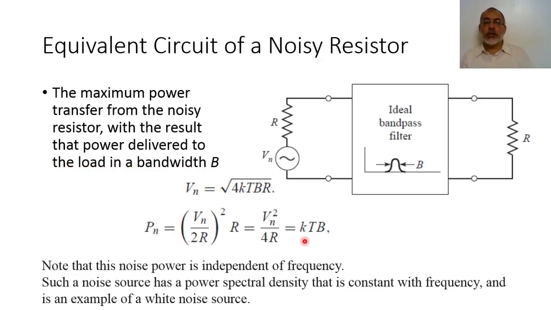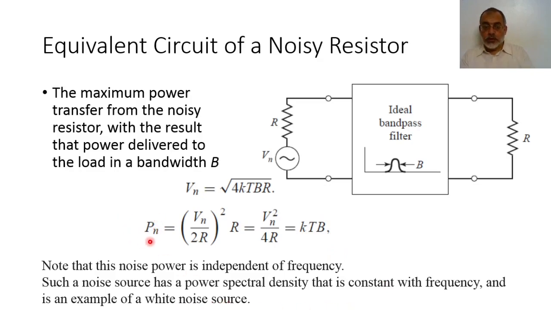It is interesting to note that this maximum power does not depend on the value of R. It depends on Boltzmann constant, the temperature of the resistance, and the operating bandwidth of the system. So note that this noise power is independent of the frequency, and independent of the value of the resistance. Such a noise source has a power spectral density that is constant with frequency. So at any frequency band, it would have the same value. So it depends on the bandwidth, not the frequency, and is an example of a white noise source.